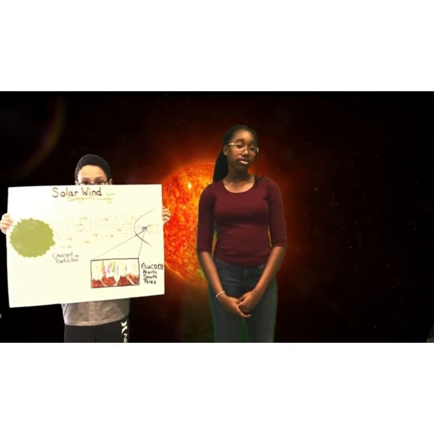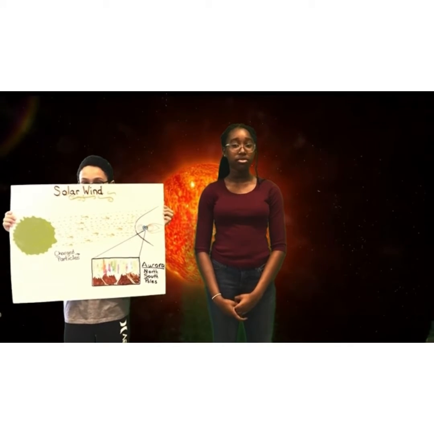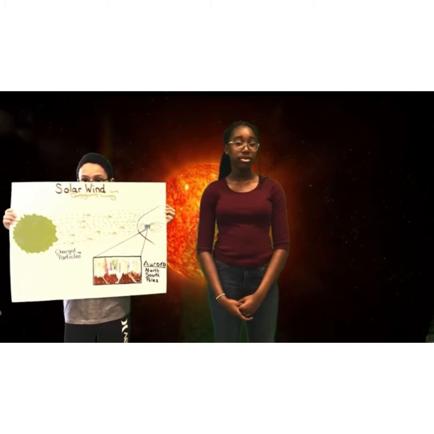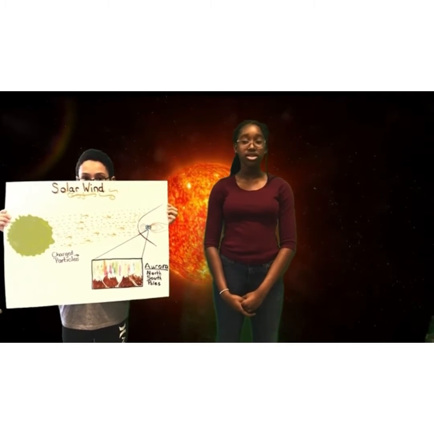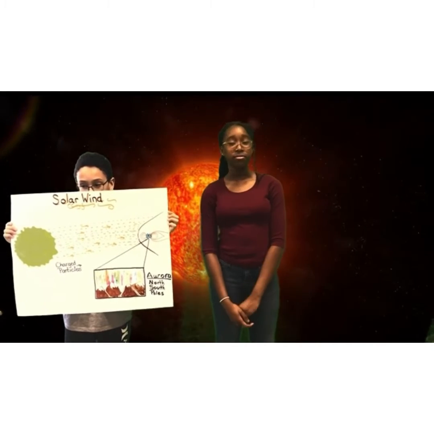When the solar wind flows towards the Earth, the Earth's magnetic field makes up a shield, protecting us from the solar wind. Some of the particles are pushed towards the Earth's polar regions, which causes the aurora borealis, also known as the northern lights. Up next is Konnor with helioseismology.